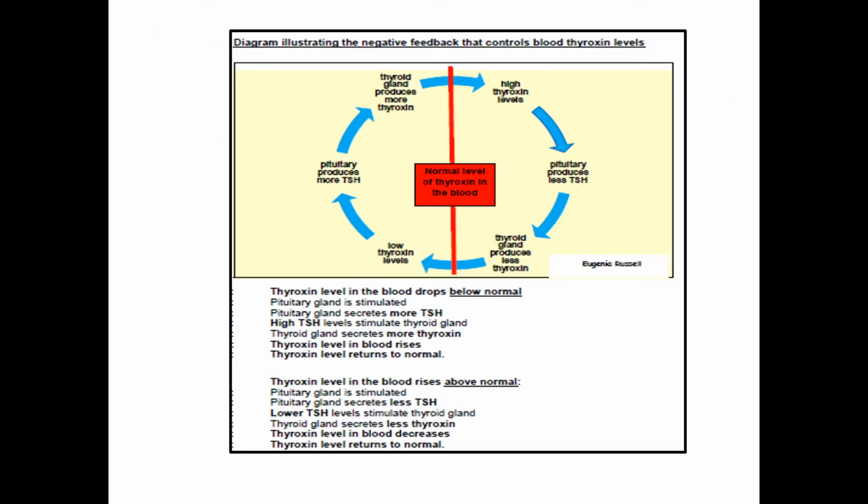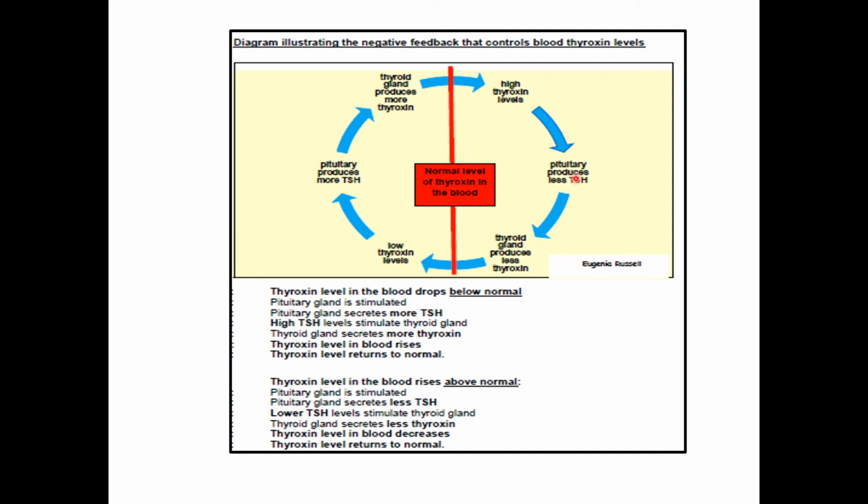Let's look at the negative feedback mechanism that controls the blood thyroxine levels. Now, this is a nice diagram to illustrate that. The red line represents the normal level of thyroxine in the blood. So, you always start off with normal and end off with normal. So, when the thyroxine levels are high, after your levels have been normal, it goes high, so the levels of thyroxine in the blood are high.